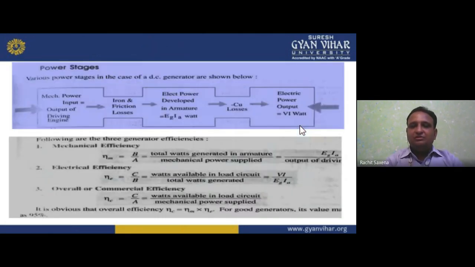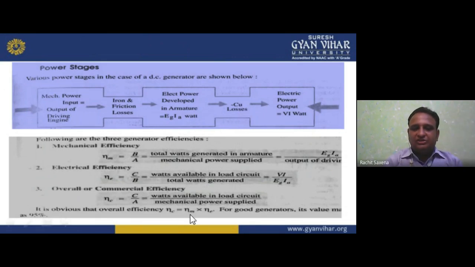Now moving forward, these are the stages: magnetic power input, output of driving engine, iron friction loss, electric power developed EG IA, copper losses, and electric power output. And we can also call the efficiency the total watts generated in the armature upon mechanical power supplied, output upon input. Watts available in the load circuit, that is VI, and total watts generated, that is EG into IA. What is available in the load circuit?